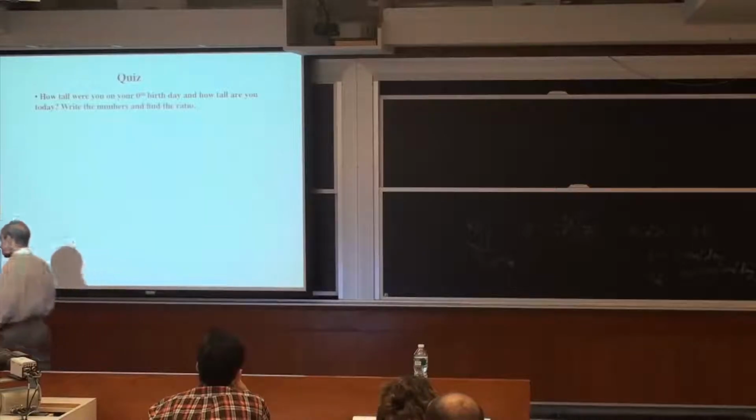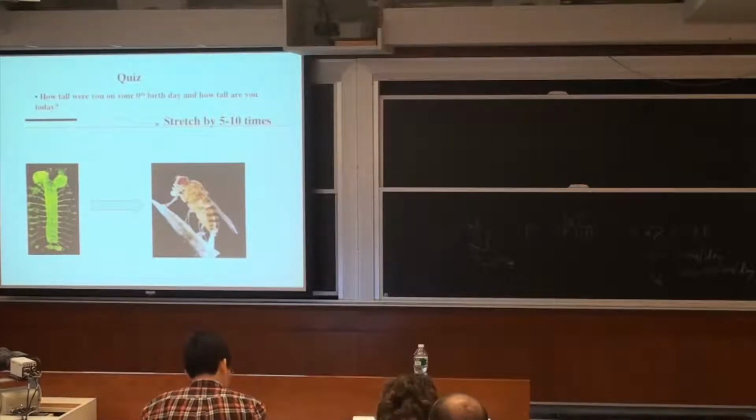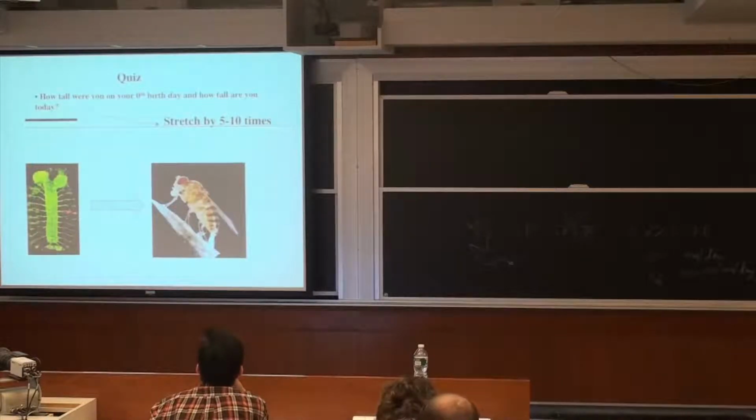How is this possible? Okay, so in case of a fruit fly, if you are a fruit fly, it's about 150 microns by the time it grows. It's about several millimeters. So these neurons have to be stretched by 5 to 10 times.